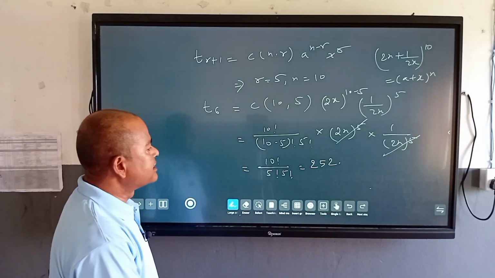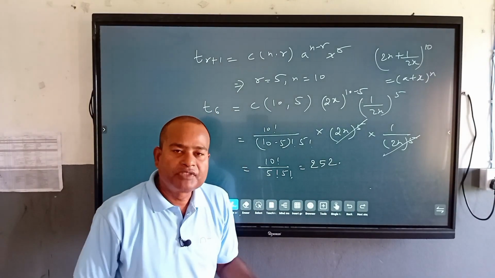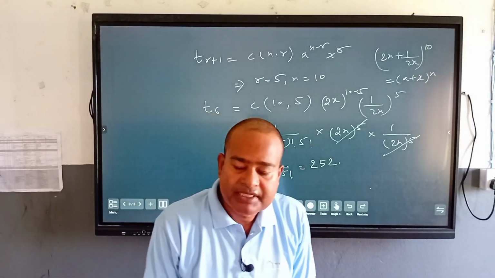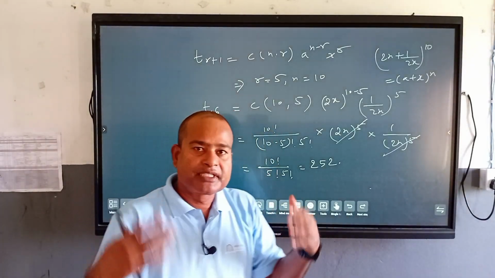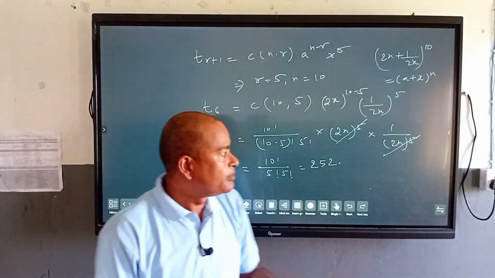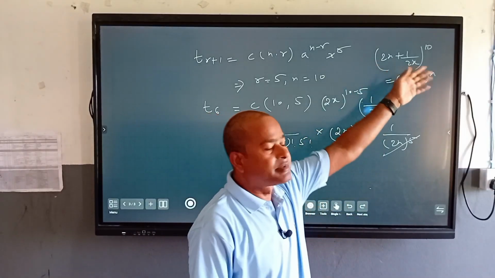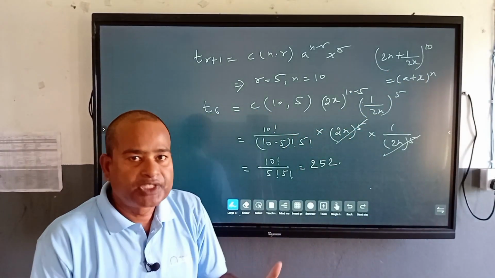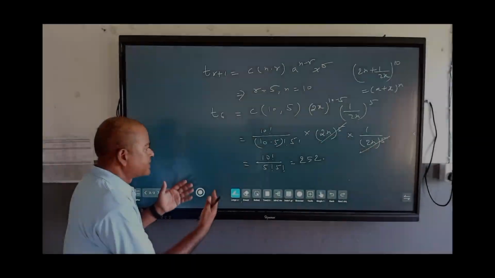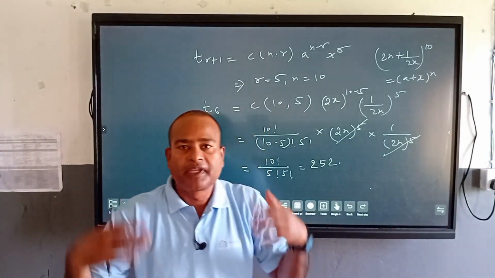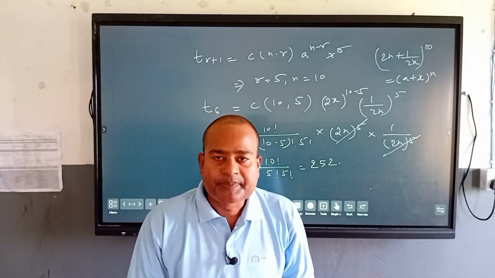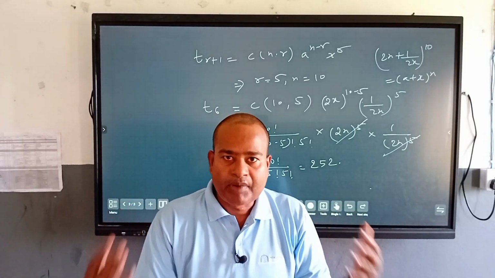So dear students, this is the 6th term of the given binomial expansion, or we can say this is the middle term. According to the question, this is the middle term of the binomial expansion of (2x + 1/(2x)) whole to the power 10. So dear students, I hope you have understood how to find the middle term of any binomial expression with positive power.